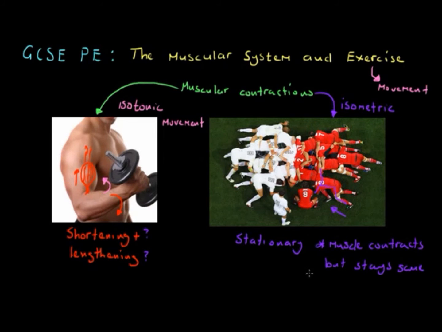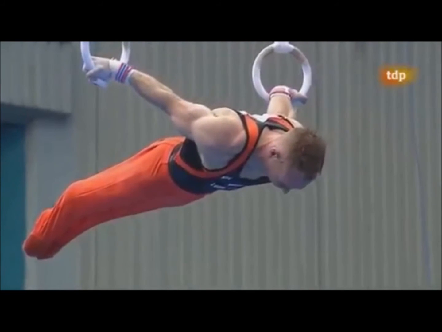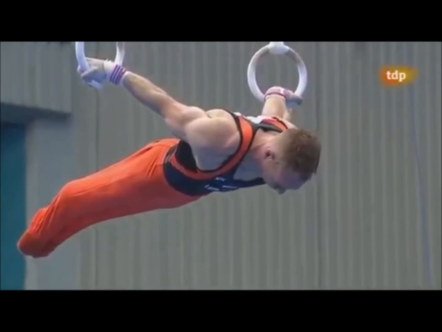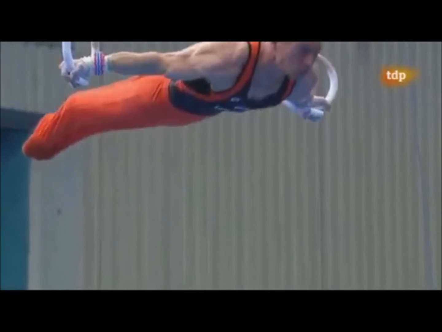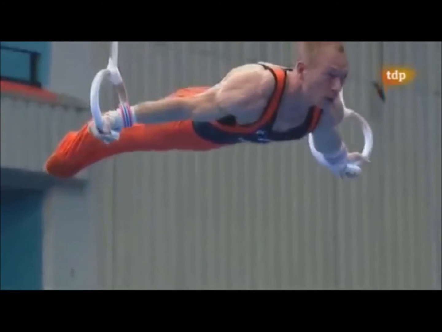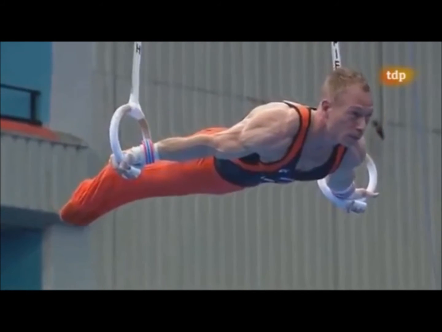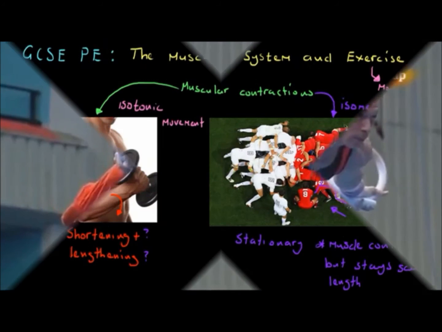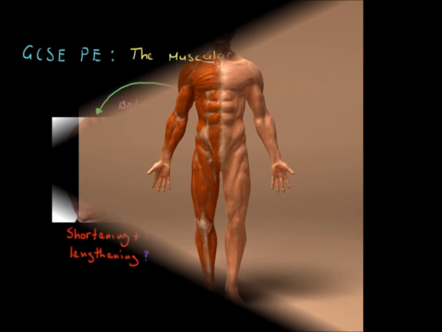Another example of this is a very strong gymnast using isometric contractions whilst on the rings. You can see as he's set in this position here, you can physically see his muscles are working. Look how tense they are, but there is very little or no movement taking place. There is no visible movement. The muscles are not lengthening, nor are they shortening.